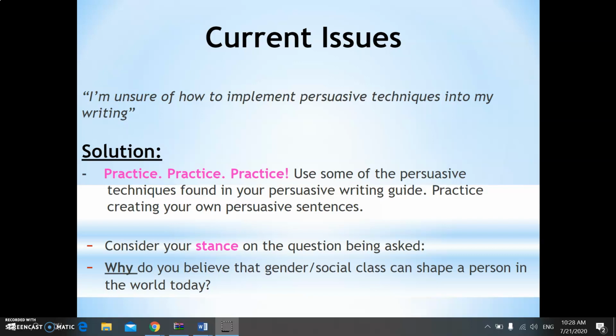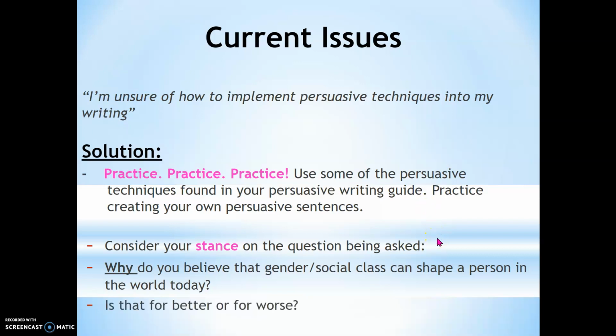If you think, yes, I believe that we are shaped by our own gender and the social standing that we have, why do you think that? Give me some reasons. So you need to be able to give me your opinion, I guess, and it should be clear which side of the fence you're sitting on. The same thing goes for if you oppose that statement. If you don't think that gender and social class can shape the people that we are today, then you need to tell me why, and you need to make it clear that you don't agree with that, okay?